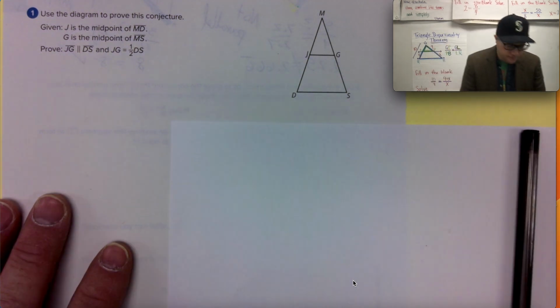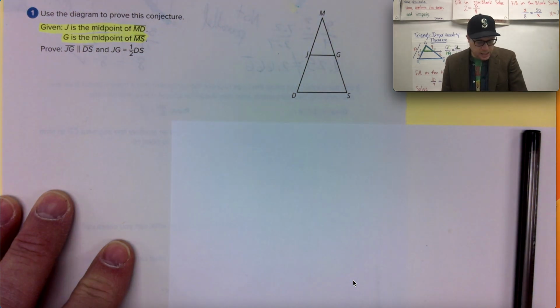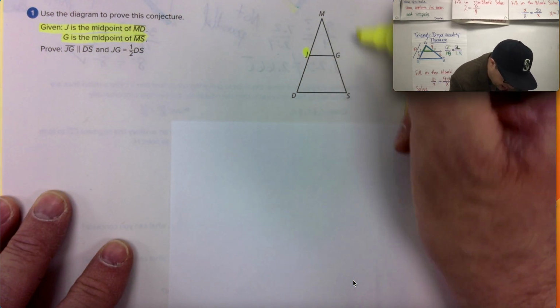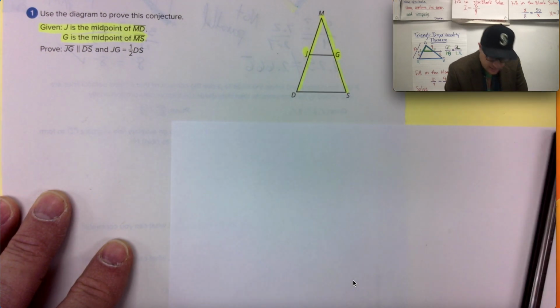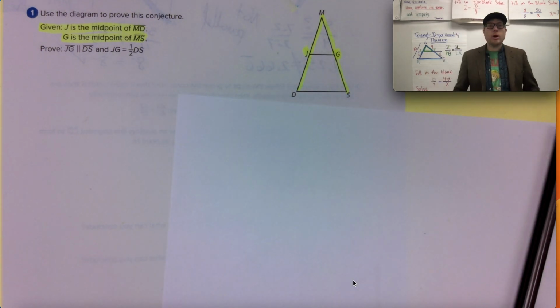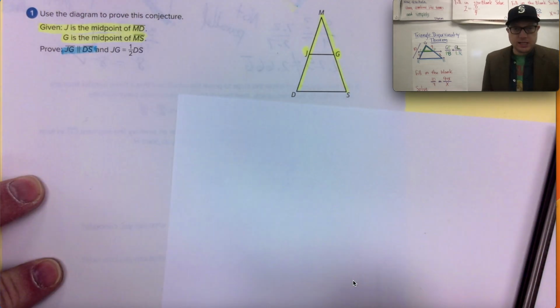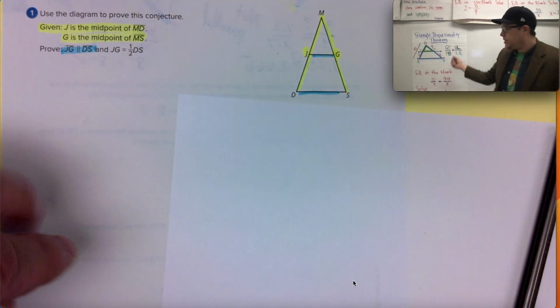Yellow for the proof. Given J is the midpoint of MD, G is the midpoint of MS. So we have J, we have G, we have MD, and we have MS. That's what we're going to start with. Where do we end up? We're going to end up by saying that JG is parallel to DS. We kind of already have that, from what we did in the previous video.